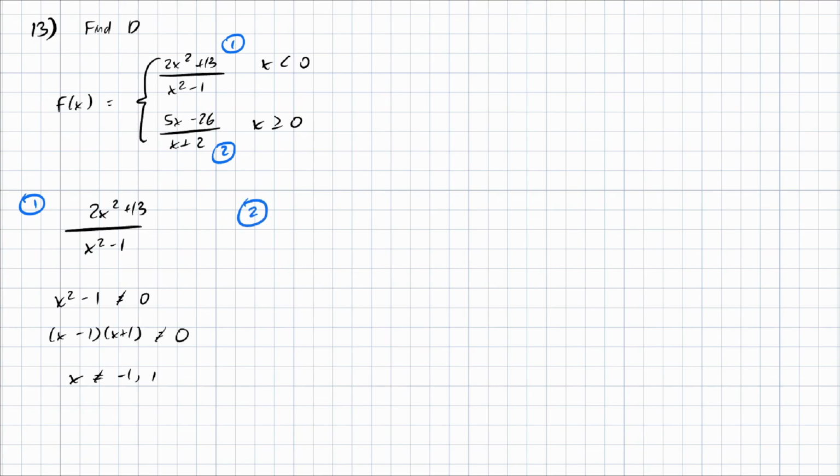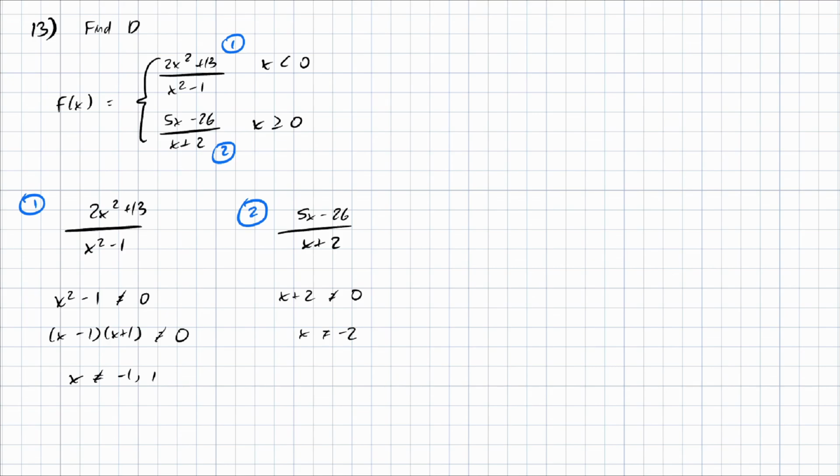The second one is just 5x minus 26 over x plus 2. Sorry, I have a habit of overthinking stuff. x plus 2 not equal to 0. Sorry, my brain's freezing. Okay, and so x cannot be equal to negative 2.